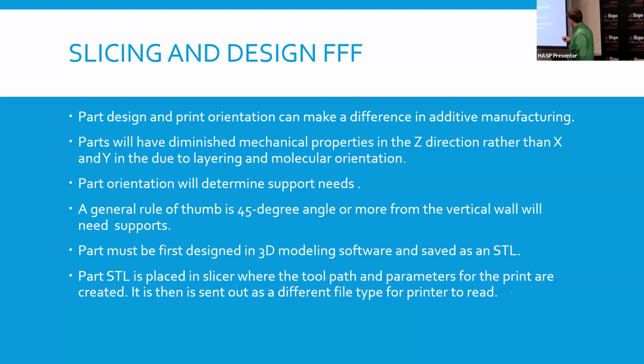Part orientation will determine support needs. Just went over that. You're not going to set it up in a corner like this and have all that support material on top of there. Doesn't make any sense. General rule of thumb is 45-degree angle or more for vertical wall will need supports.